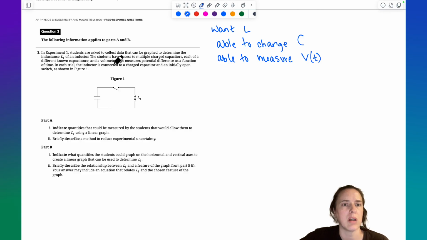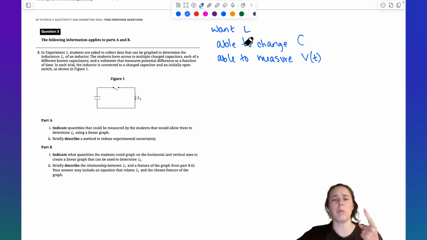Okay, in each trial, the inductor is connected to a charged capacitor and an initially open switch as shown in figure 1. We have our capacitor, an open switch, an inductor. Indicate quantities that could be measured by the students that would allow them to determine L1 using a linear graph, and briefly describe a method to reduce experimental uncertainty. Okay, so we want the inductance, we're able to change the capacitance, and we're able to measure the voltage.